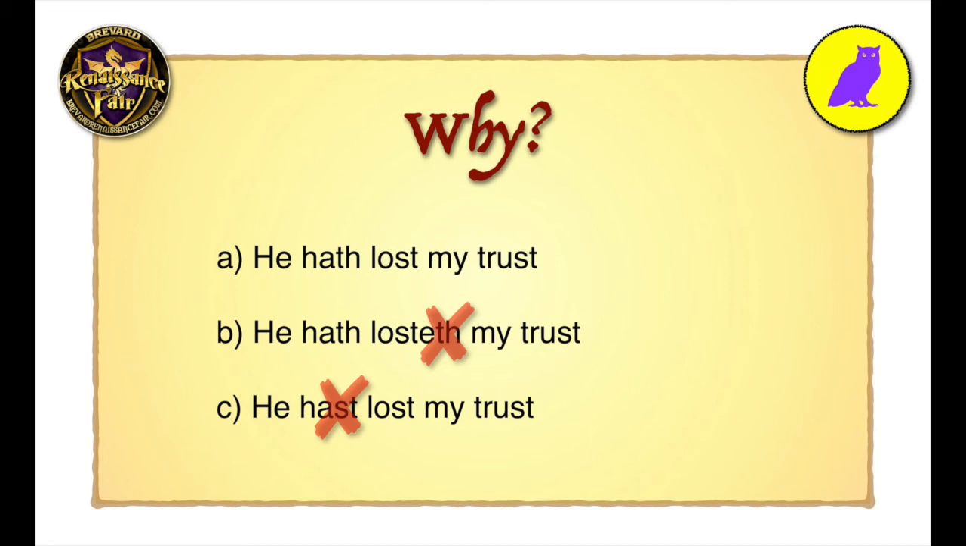B is incorrect because we would not say hath losteth, because we don't want to put the th on the end of two verbs in a string like that, right? Just he hath lost or he losteth, but not he hath losteth. And then he hast lost is incorrect because hast would be the conjugation that goes with thou. Thou hast lost, he, she, or it hath lost.